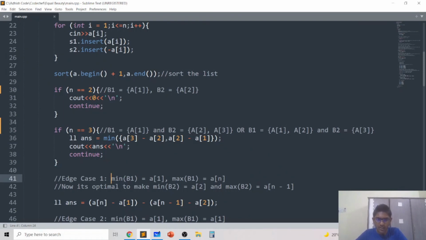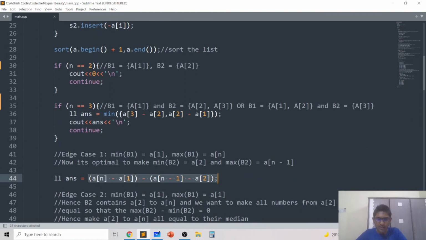The first edge case is when the min of b1 is a1 and the max of b1 is also an. Basically both a1 and an are contained in partition 1. This means that it's optimal to make min of b2 to be a of 2 and max of b2 to be an minus 1. So in that case the number of operations will be the absolute difference, and since this is greater than this, we can just take the normal difference because that will be positive.